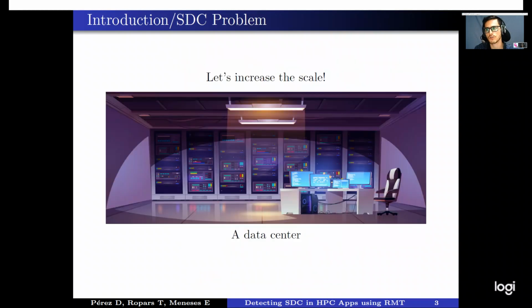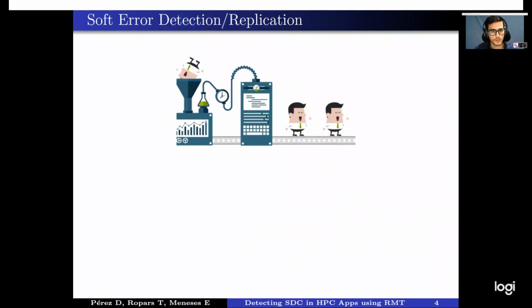So this is not too frequent for a regular personal computer, but if we increase the scale and we move to a data center, this problem becomes more and more risky, more and more dangerous. So what is usually done to deal with these bit flips is to have some sort of replication. Do the calculation twice and verify if they are both the same.